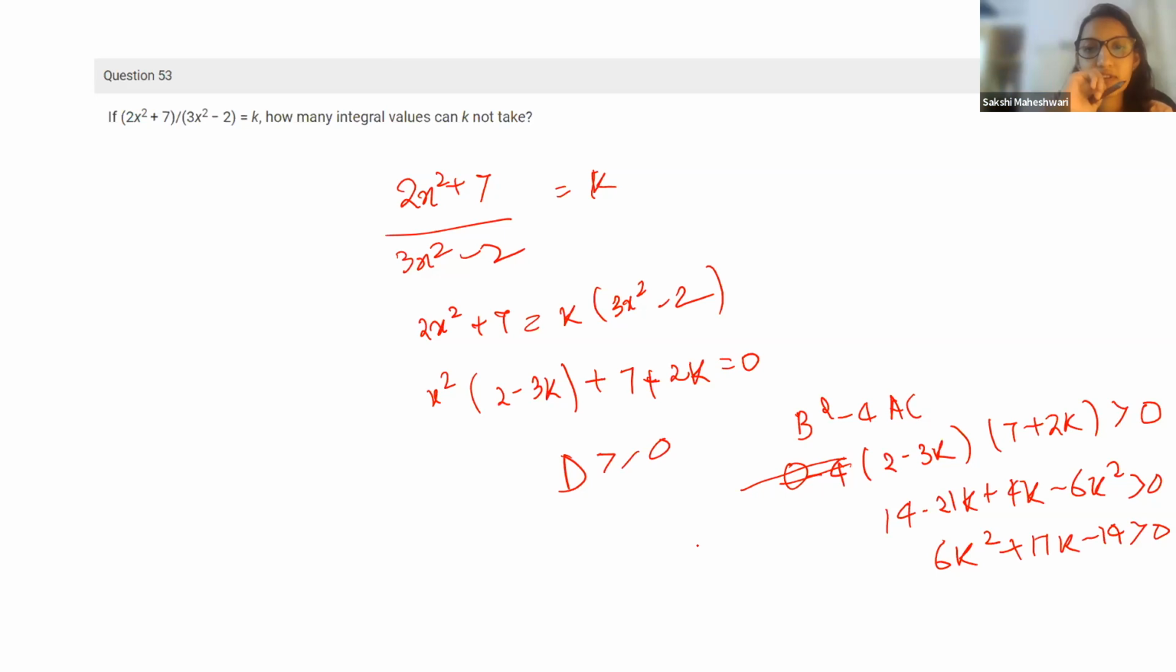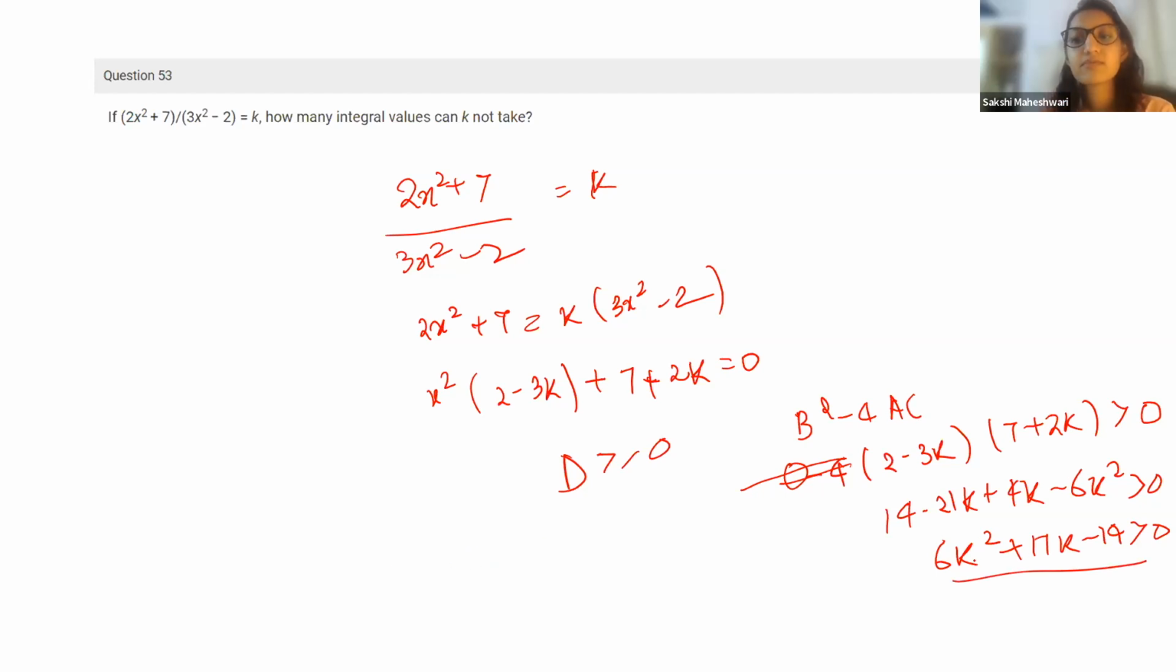Voice breaking. Are you guys not able to hear me? Is it fine? And this is clear, right? So, just check this calculation also once. I may have made a mistake. x square (2 minus 3k) plus 7 plus 2k. Yeah, this is correct. 14 plus 4k minus 21k.